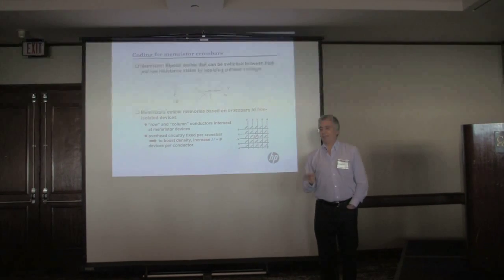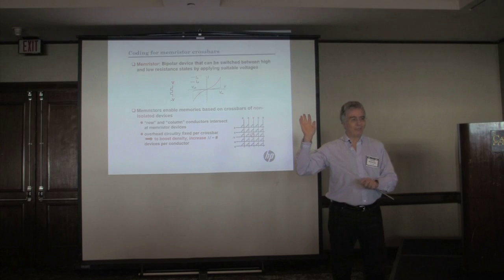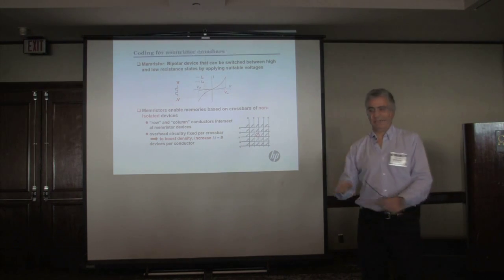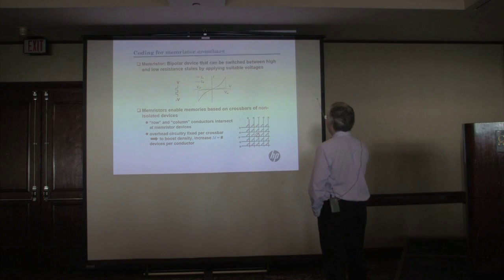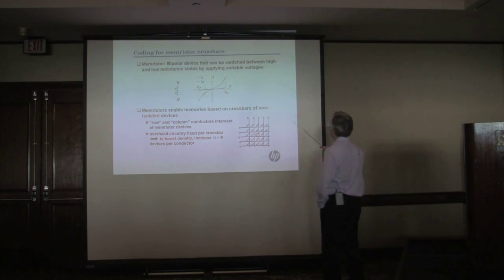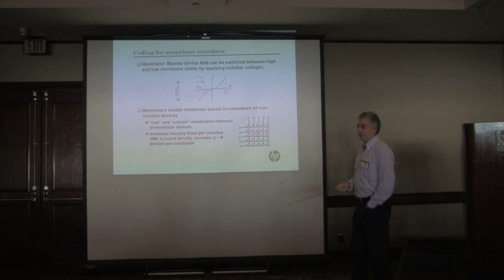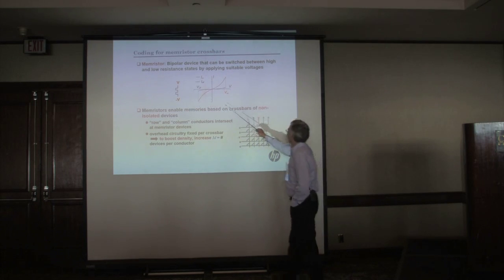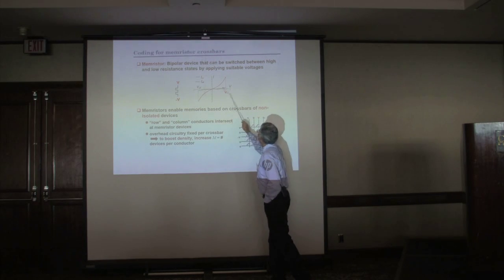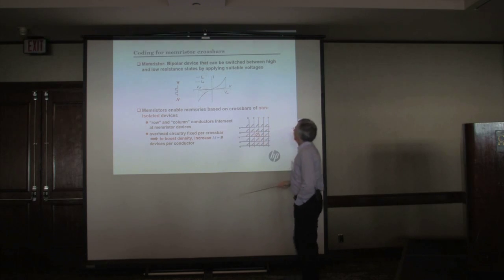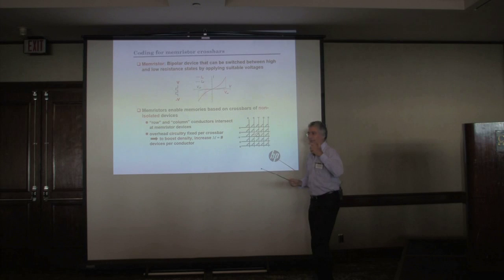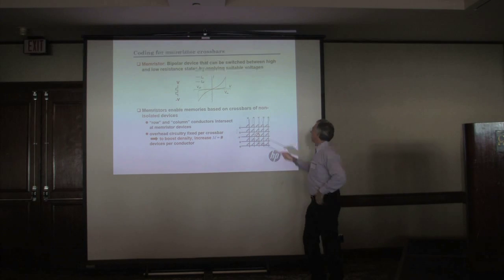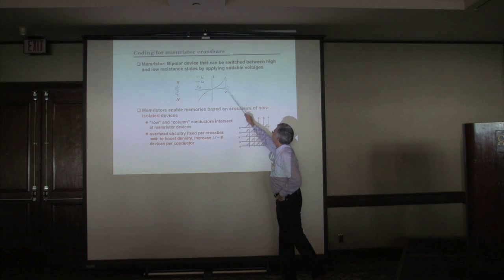The memristor, and it's much more complicated than what I'm making it here, but just for this talk, is a bipolar device that can be switched between high and low resistance states by applying suitable voltages. So if it's in the off state, we have a very high resistance. But if you apply the opposite voltage, you switch it, and you have low resistance.